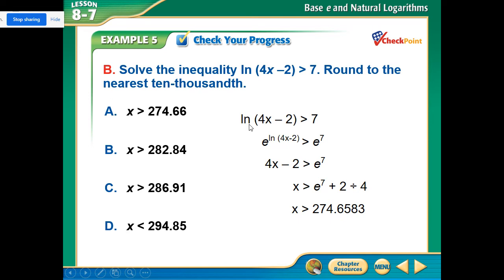Here I have the ln. So I go e to both sides, and that's going to cancel, leaving me just the 4x minus 2, and we have e to the 7th over here. Add the 2 over and divide by 4, and we get 274.6583. You should have the 4 decimal points. I don't know why they did not here.